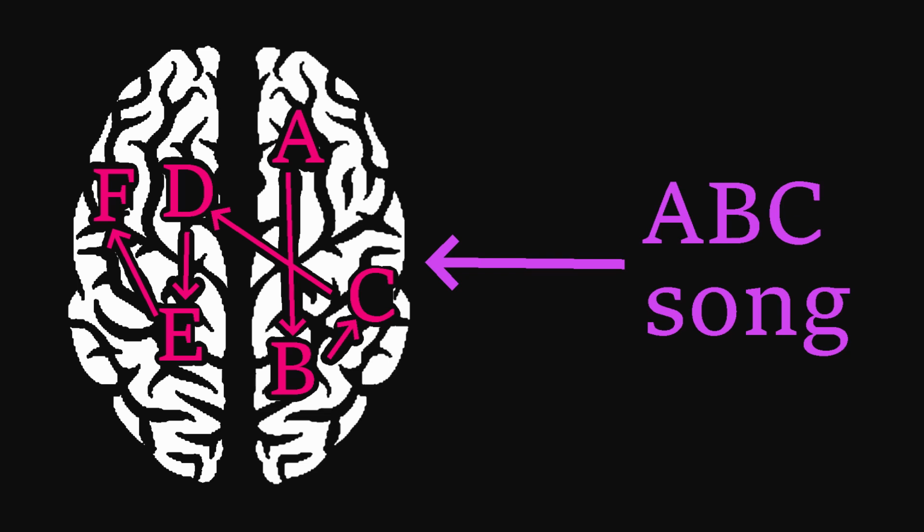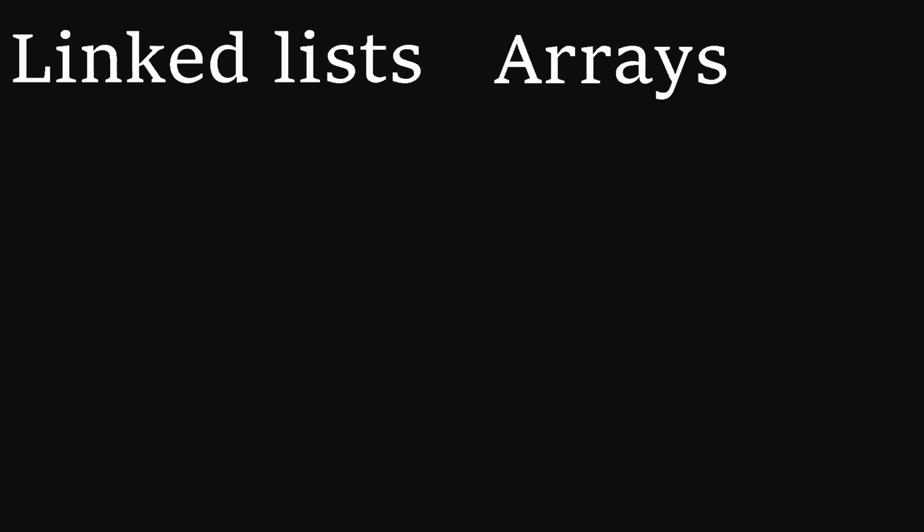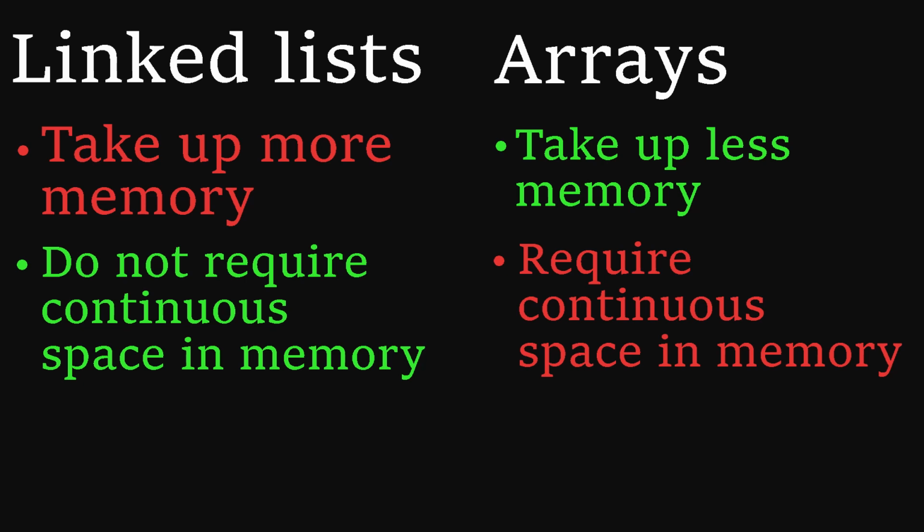Ultimately, linked lists are useful for dynamic memory because unlike arrays, linked lists do not require continuous memory space, allowing for efficient allocation and modification of elements during program execution.